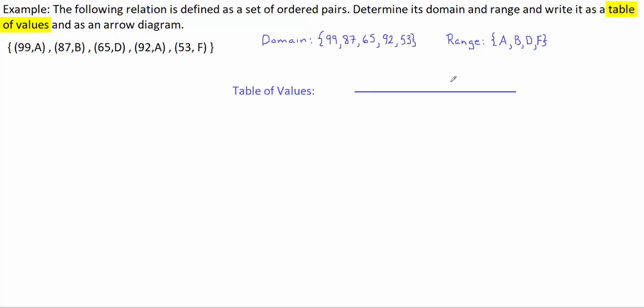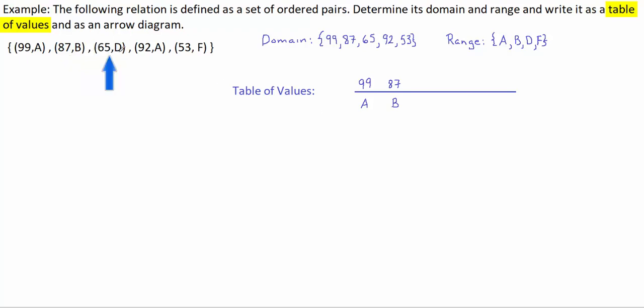So to write our horizontal table of values, our domain elements will go on the top and our range elements will go on the bottom, and each column will come from one of the ordered pairs in our ordered pair definition, because those give the correspondences of the relation. So we have the pair 99A, which associates 99 to A. So we'll have a column with 99 on the top and A on the bottom. Our ordered pair 87B associates 87 to B. So we'll have a column with 87 over B.